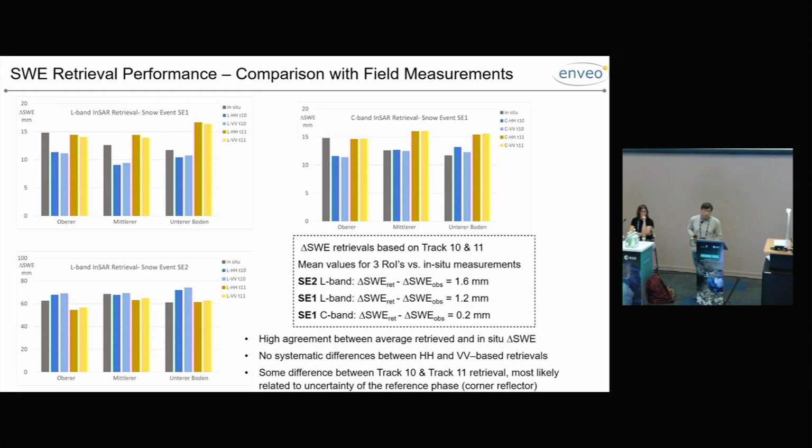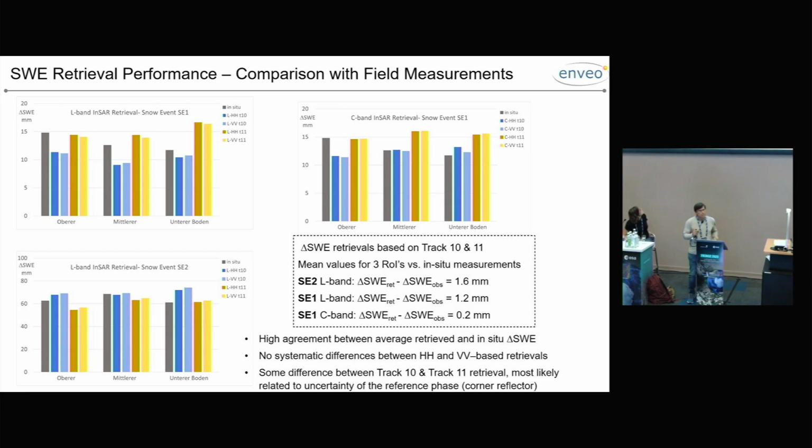And now some results for these 3 different areas which are grouped together. We did the analysis averaging all the pixels within these regions. On the first part, you see the L-band InSAR retrieval for the snow event for the 3 different regions, Oberer, Mittlerer, and Unterer Boden. So this is the small snowfall event. The gray bar gives you the average of all the measurements we had done in the field during the overpasses. And we see that there is quite good agreement between the observations and the InSAR retrieved snow water equivalent changes.